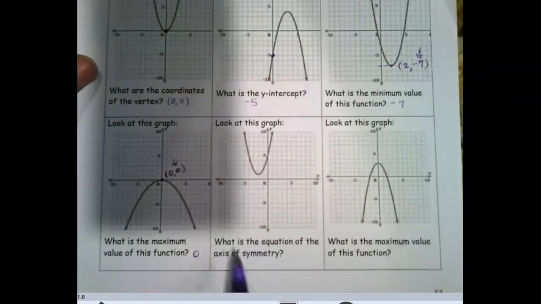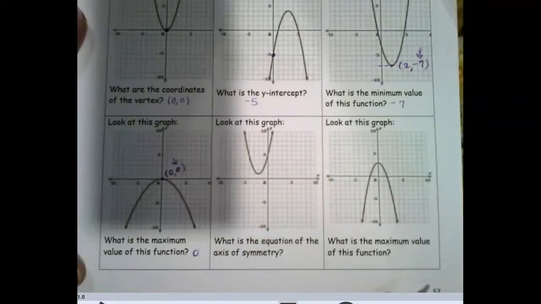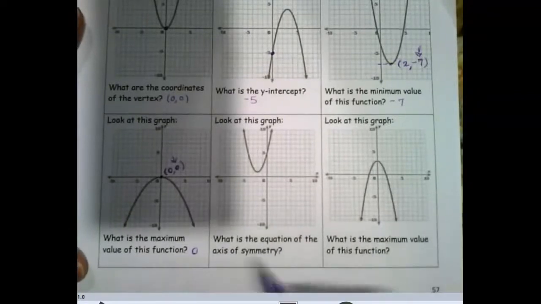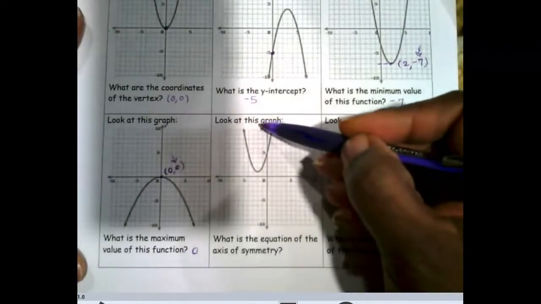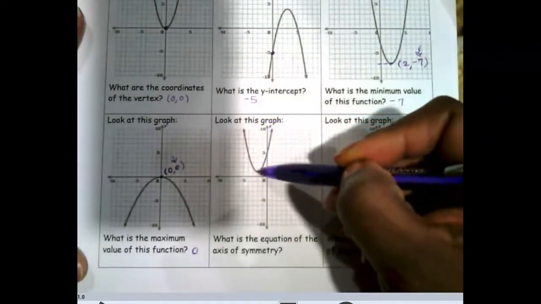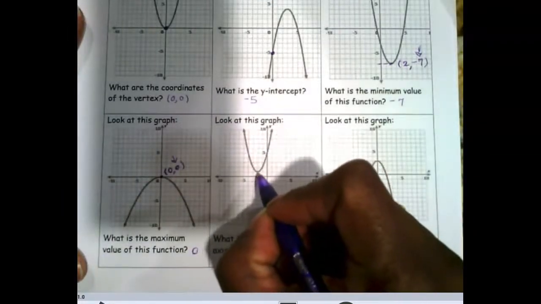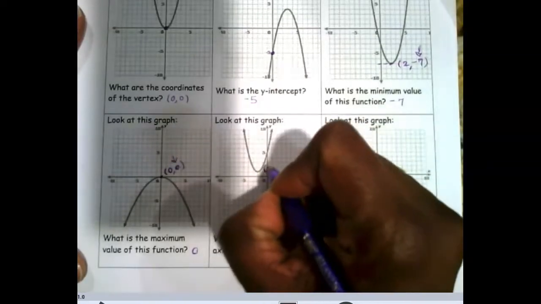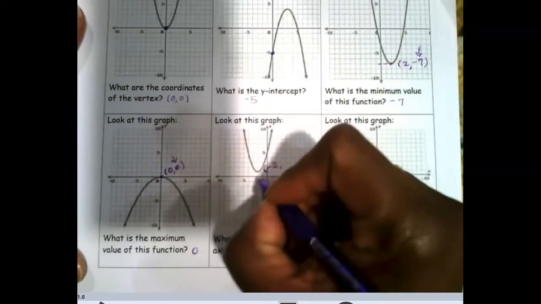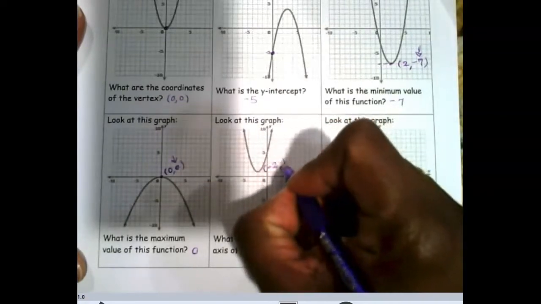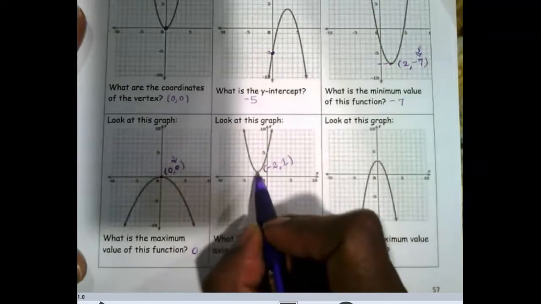Let's look at this graph. What is the equation of the axis of symmetry? So we know when we have an equation, it has to be something equals something else. When we're talking about the equation of the axis of symmetry, remember I told you the axis of symmetry splits the parabola in two. So let's go ahead and write the ordered pair of the vertex, which is -1, -2, and +1. So I went 2 to the left and up 1.